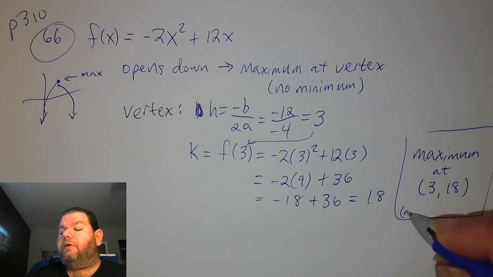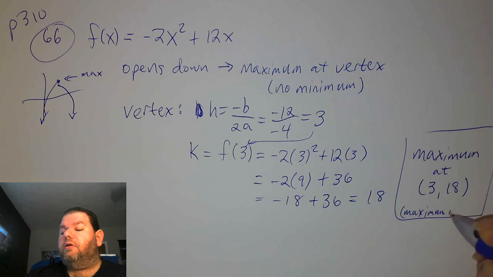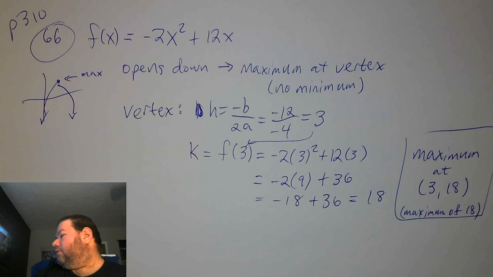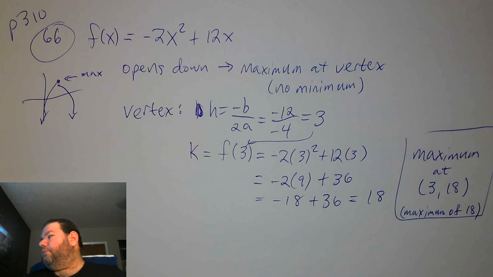And specifically, we have a maximum of 18. So 18 is the highest possible value this function can give us. Every other value of x we plug in will give us a lower value than that.